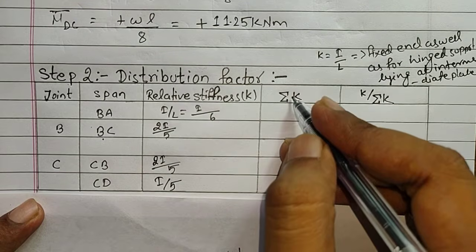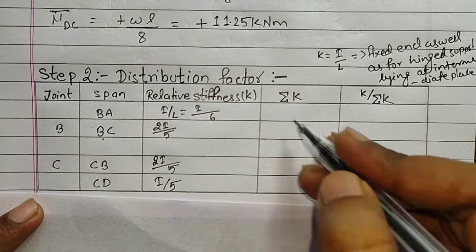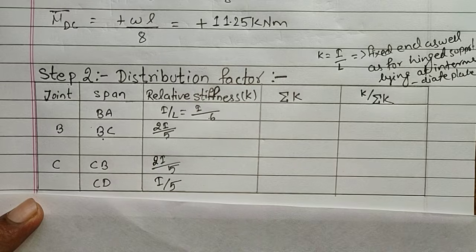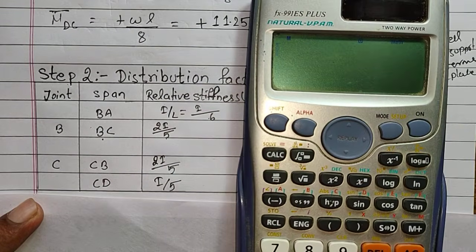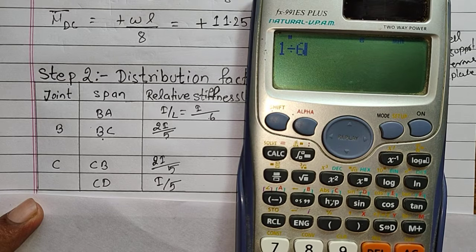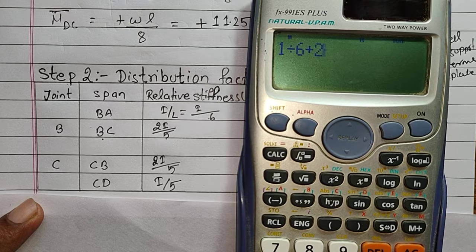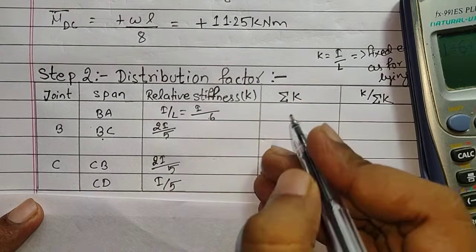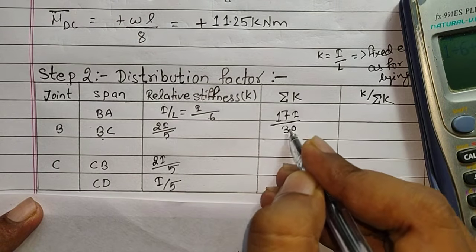Now we need to take summation K. These all are our K, so we need to add them up to find the summation K. So on adding I upon 6 and 2I upon 5, see how the addition is done. I upon 6 means 1 by 6 plus 2I by 5 means 2 by 5, and we will have here 17 by 30, that is going to be our 17I upon 30.